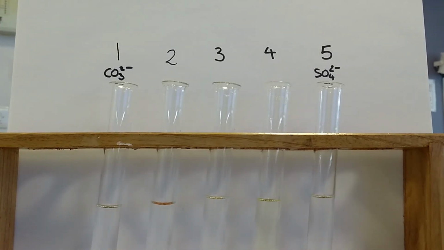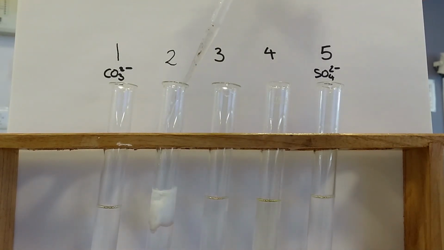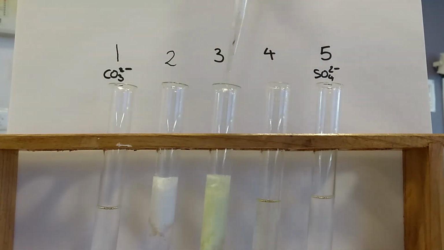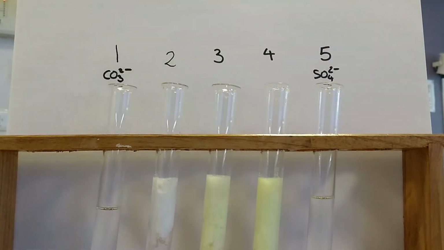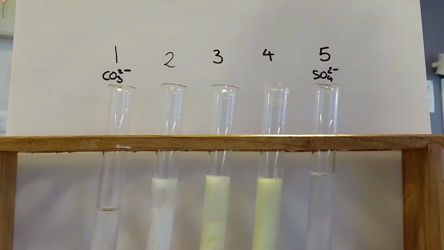Secondly, we add several drops of silver nitrate solution to each of the boiling tubes. Precipitates of different colours form depending on the halide ion present in the unknown solution. The white precipitate of silver chloride seen in sample 2 indicates the presence of chloride ions. The cream precipitate of silver bromide seen in sample 3 indicates the presence of bromide ions. The yellow precipitate of silver iodide seen in sample 4 indicates the presence of iodide ions.